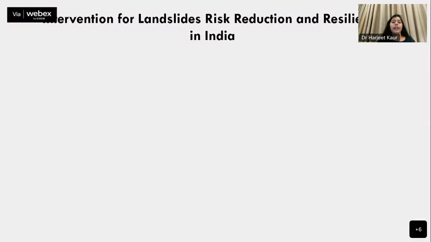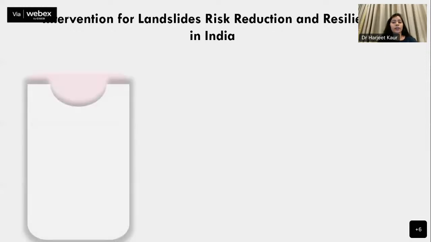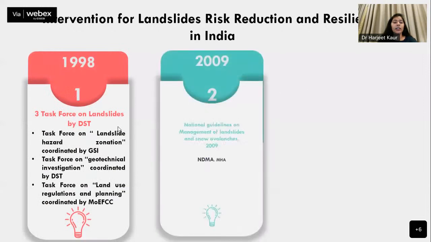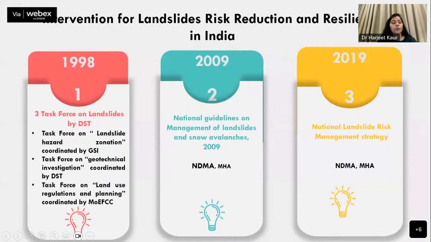So, interventions for landslide risk reduction and resilience in our country: you can see first in 1998, after the Malpa tragedy in Uttarakhand, the DST, Department of Science and Technology, developed three task forces. One was for landslide hazard zonation in collaboration with the Geological Survey of India, then the task force on geotechnical investigation, headed by the DST, and the task force on land use regulation and planning, coordinated by the Ministry of Environment, Forest and Climate Change.